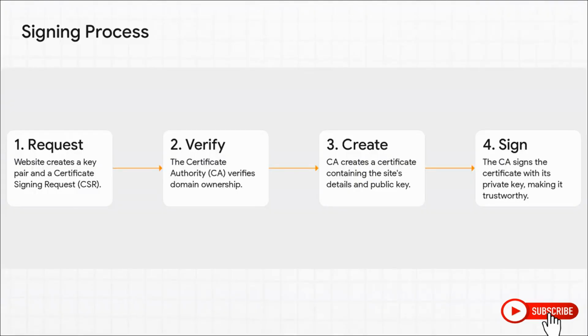The process basically works like this. First, a website owner creates their key pair and fills out a formal application called a CSR. They send that to the CA. Then the CA does its homework, making the owner prove they control the domain. Once that's all good, the CA packages up the website's info and public key into a certificate, and then it applies its own unbreakable digital signature. That signature is the magic ingredient.